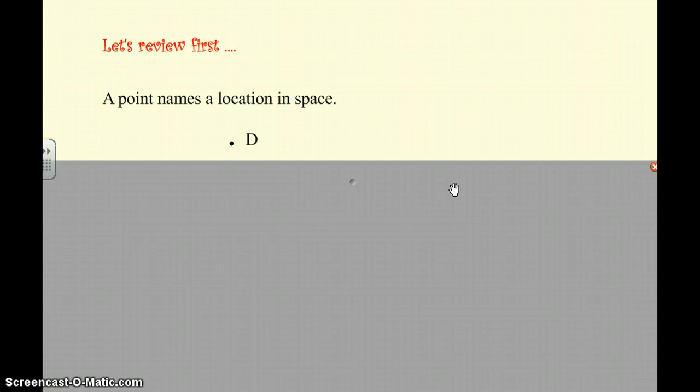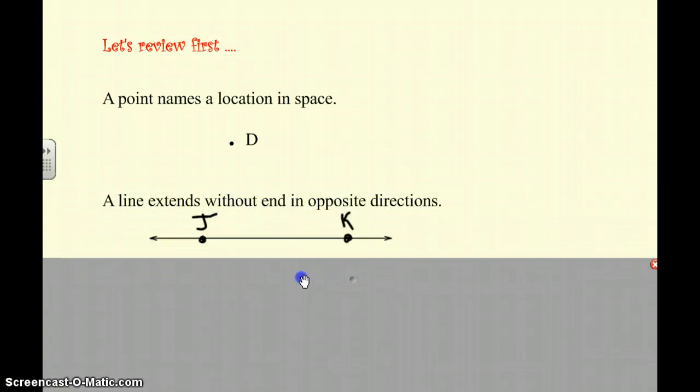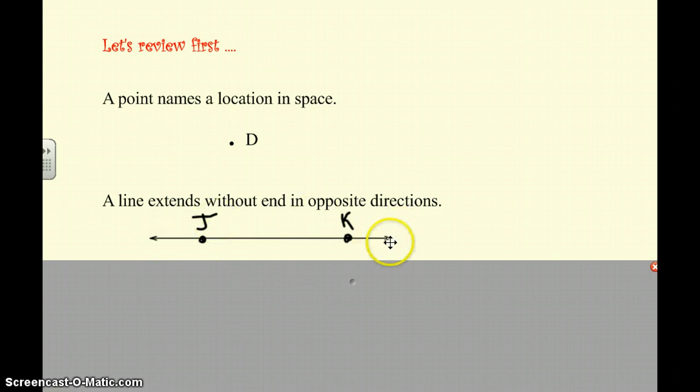So a point names a location in space. So this is signified with a dot, and then we name it with a capital letter. Here we have a line. A line extends without end in opposite directions, so this is signified with the arrows. And we have 2 points on this line. We have point J and we have point K.